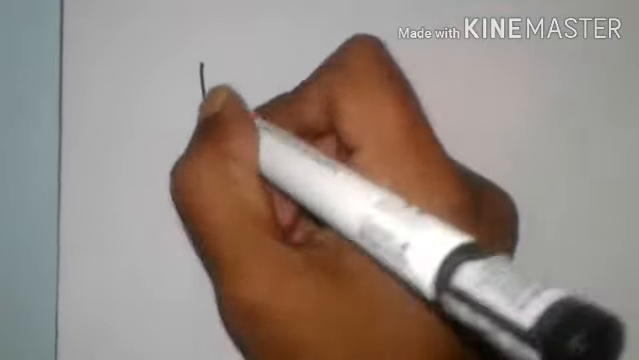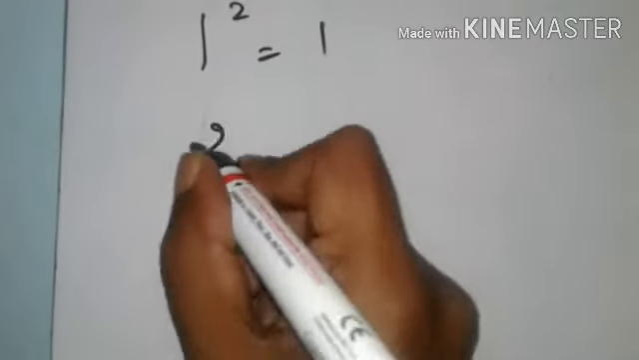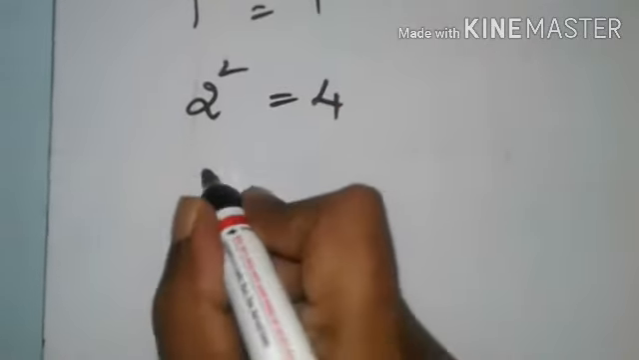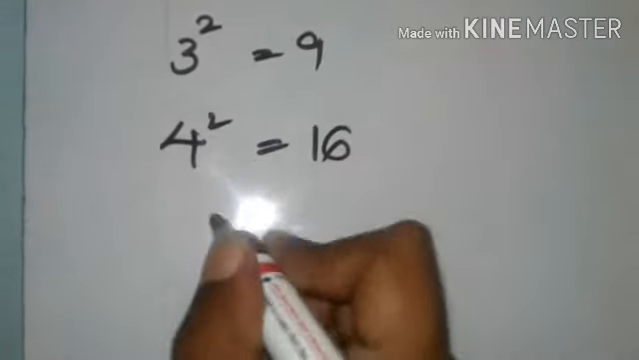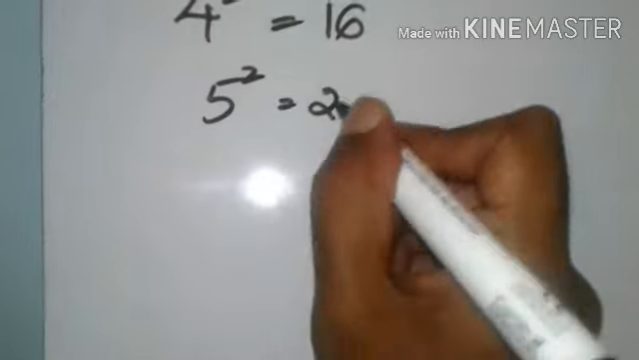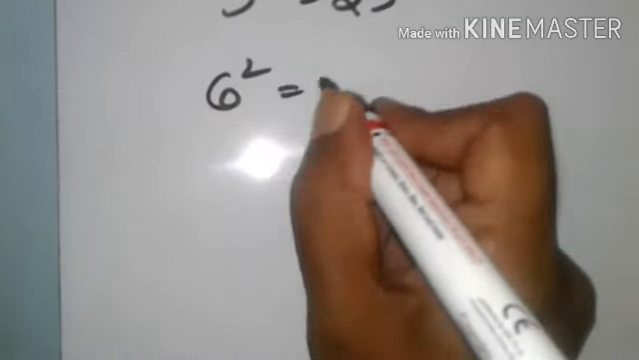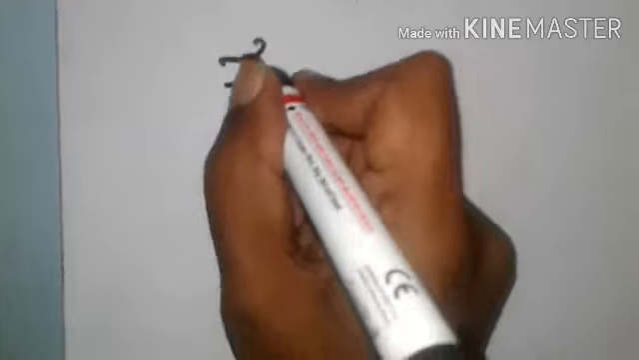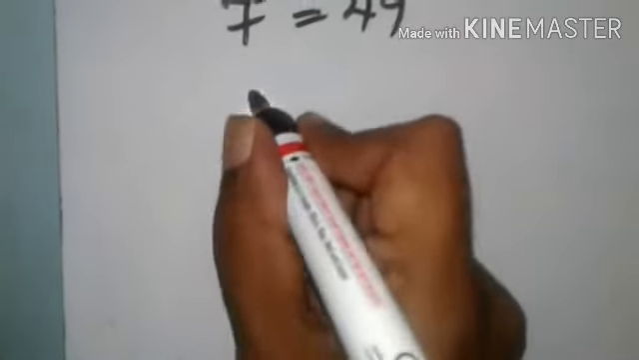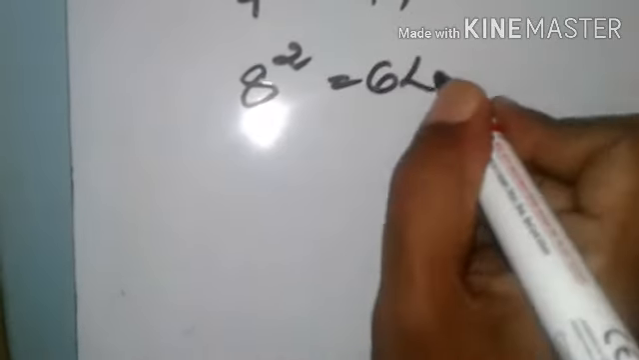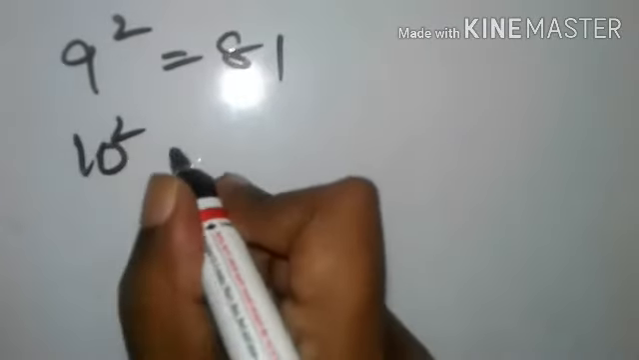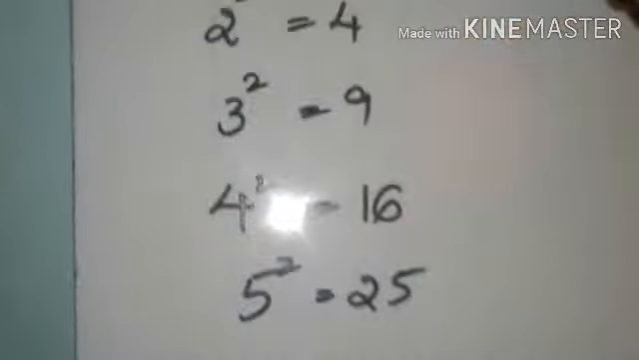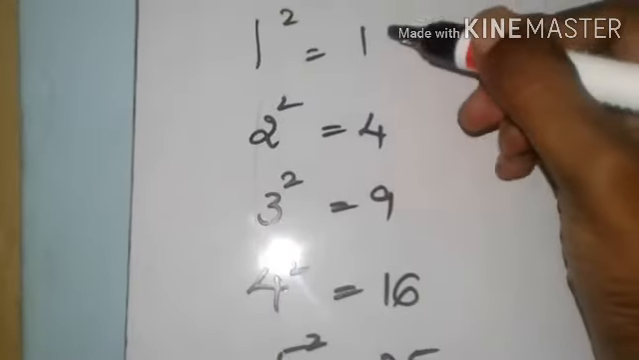Estimate the square roots of perfect numbers first. So let's consider all these things first. You know that 1 square is 1, 2 square is 4, 3 square is 9, 4 square is 16, 5 square is 25, 6 square is 36, 7 square is 49, 8 square is 64, 9 square is 81, and 10 square is 100. So let's analyze all the square numbers.